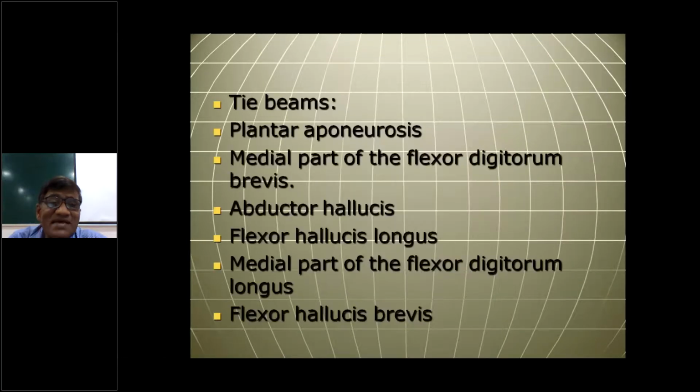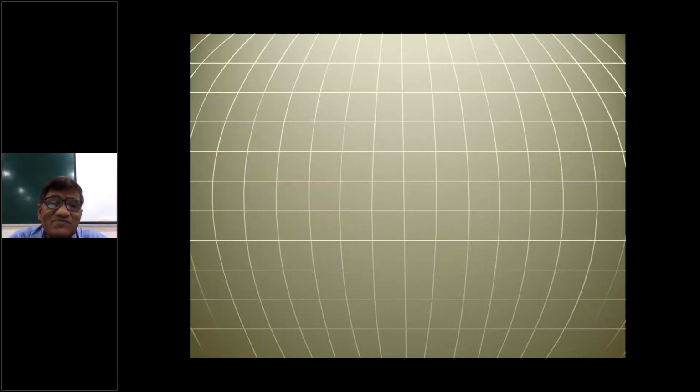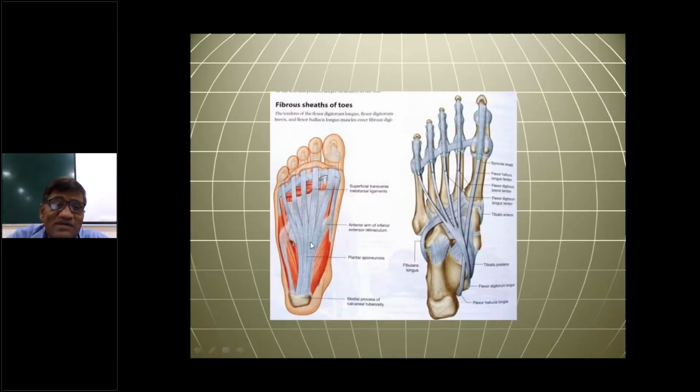So intersegmental ties. Now let us see which structures form the tie beams, which are connected from end to end in the case of the medial longitudinal arch. Now let us see tie beams. Of course, plantar aponeurosis is a beautiful tie beam extending from end to end. It's a tie beam for both arches, medial and lateral also. Anyway, for the middle arch now, the middle half of the plantar aponeurosis.